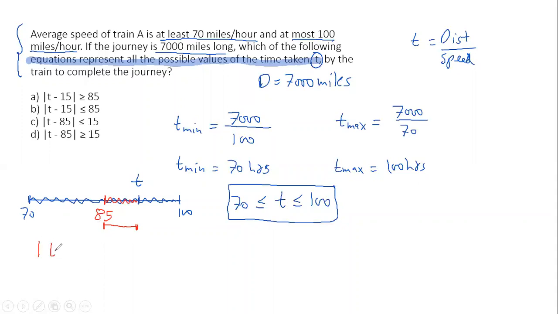How will I express it mathematically? |t minus 85|. So I got the distance of t from 85 and I can clearly see that the distance of t from 85 will always be less than the distance from 85 to 100, that's 15. And it could be here also, so it could be equal to 15 also, or it could be less. So I can clearly observe that the distance of t from 85, no matter whatever you do, will always be less than or equal to 15. And if I look at the options, that is option number C.